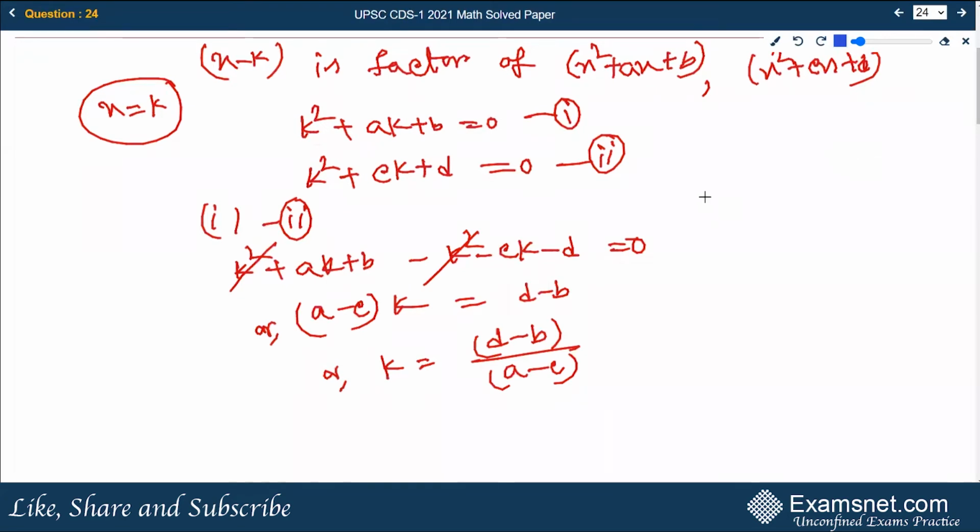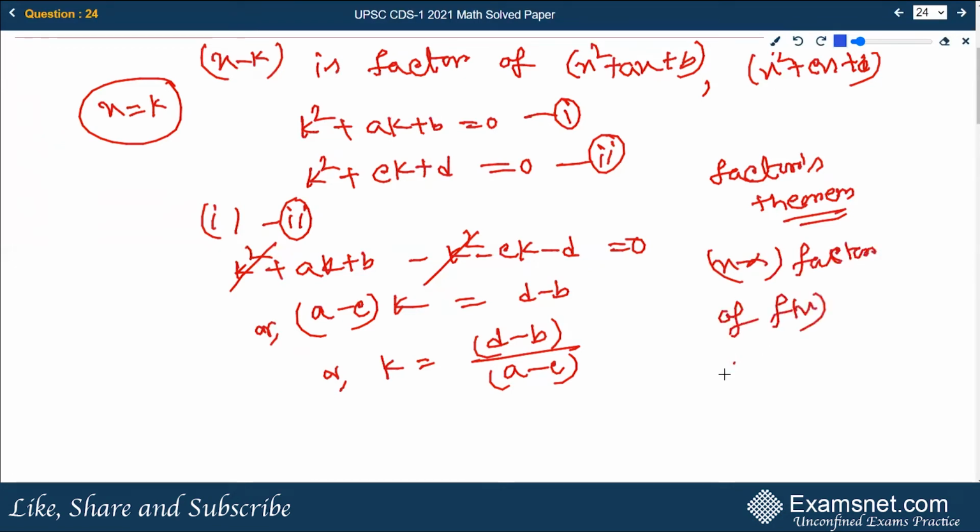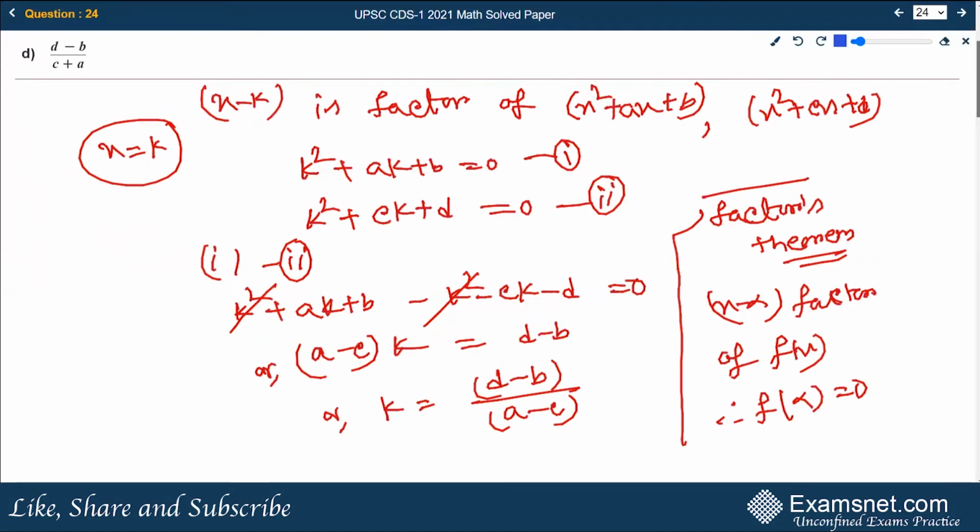Here we have used the factor theorem, where it states that if x minus alpha is a factor of f of x, therefore f of alpha equals 0. This concept we have used here. Okay.